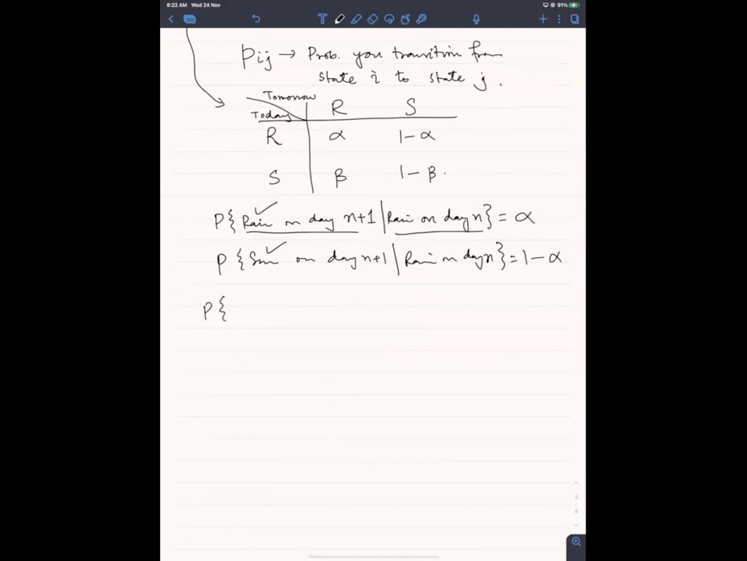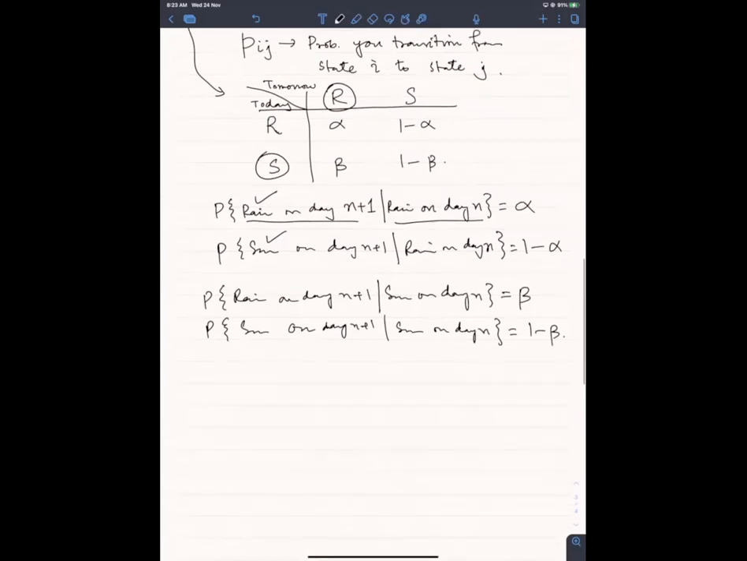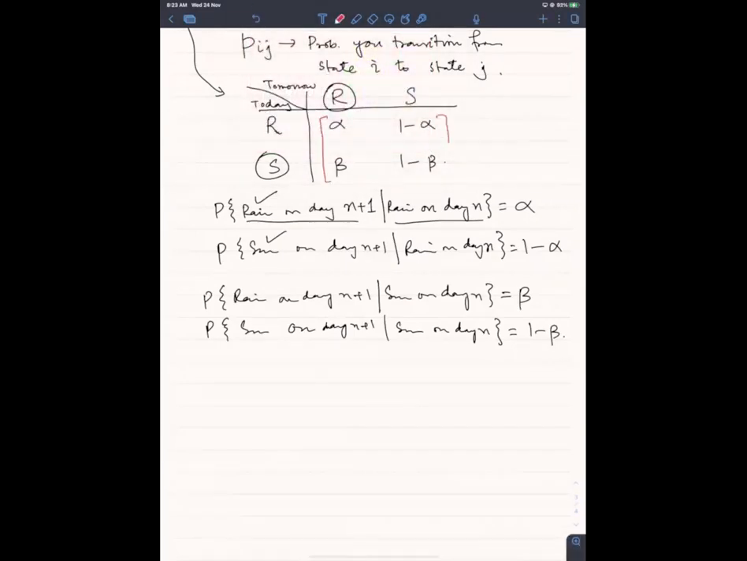Similarly, the probability of rain on day n plus 1, given you have sun on day n. Today you have sun. What is the probability you will have rain tomorrow? It's beta. And similarly, the probability of sun on day n plus 1, given you had sun on day n, is 1 minus beta. So what we do is that we write these transition probabilities in a matrix form, and this matrix is called the probability transition matrix.